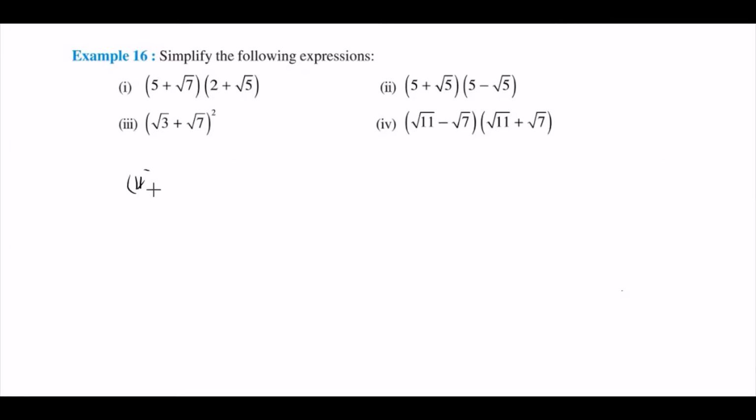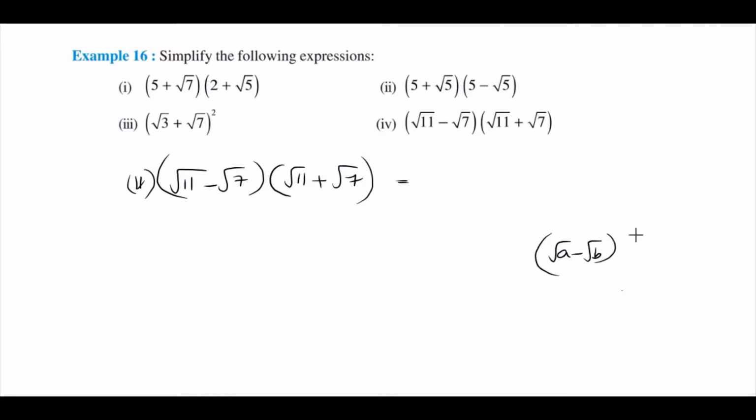The fourth question is root 11 minus root 7 into root 11 plus root 7. So this is of the form root a minus root b into root a plus root b, that is a minus b. Root a minus root b into root a plus root b, that is a minus b, equivalent to a minus b. So you can write it as 11 minus 7, that is 11 minus 7 is 4.